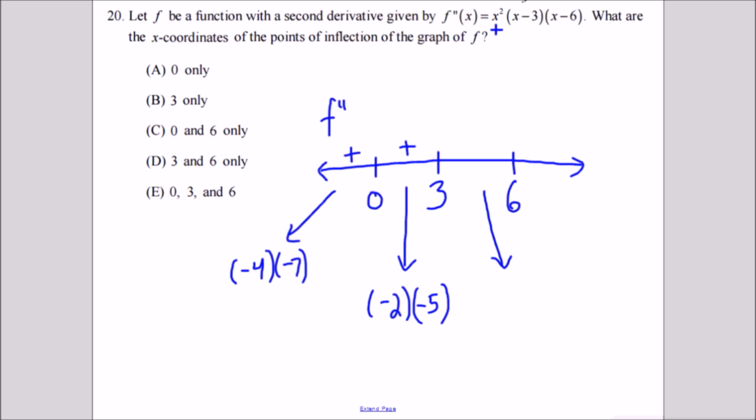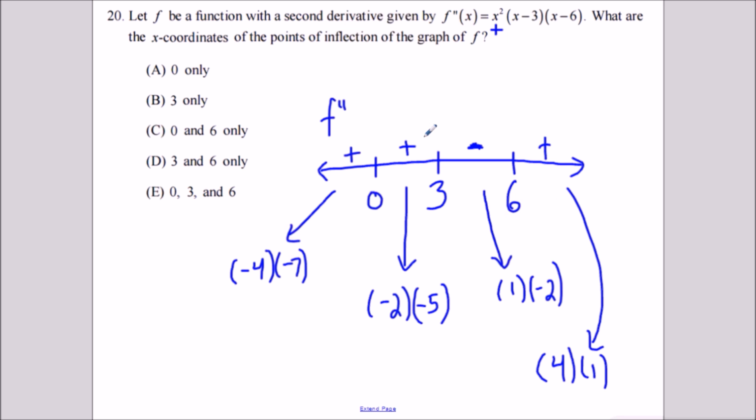So if we plug in 1, we're going to have a negative times a negative still being positive. If we plug in a number like 4, 4 minus 3 is 1. 4 minus 6 is negative 2, and 1 times negative 2 is negative. So we could label this interval here negative. And then for the last interval, let's say we plug in 7, we'll have 7 minus 3 times 7 minus 6, which is positive 4.